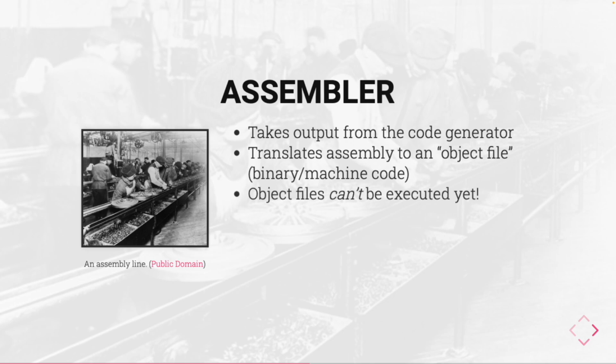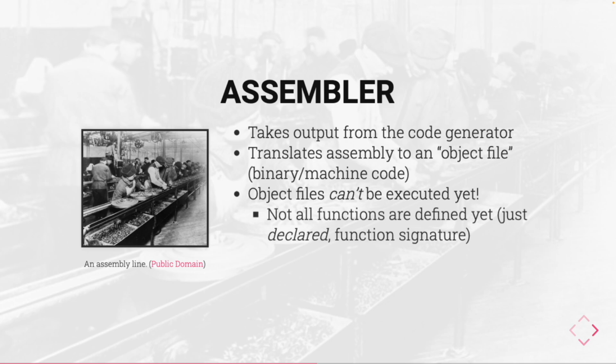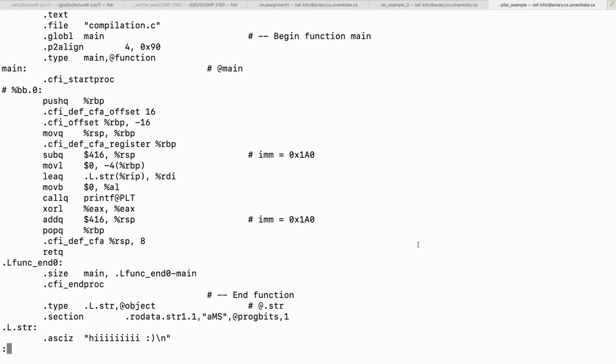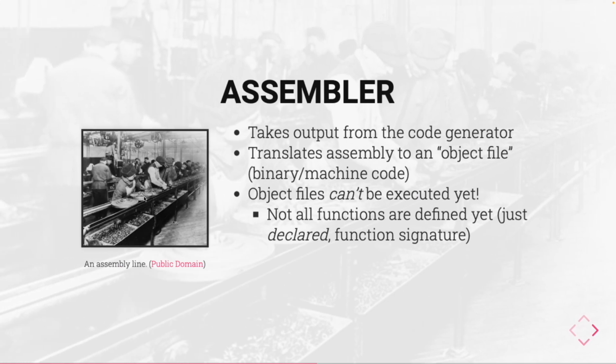Object files can't be executed yet because not all functions are defined yet. Our assembly here doesn't actually know what printf is. I guess we call it here, but it's never defined. The definition of printf lies somewhere within the operating system's code, and we don't know how to access it yet. That'll be the fourth step.